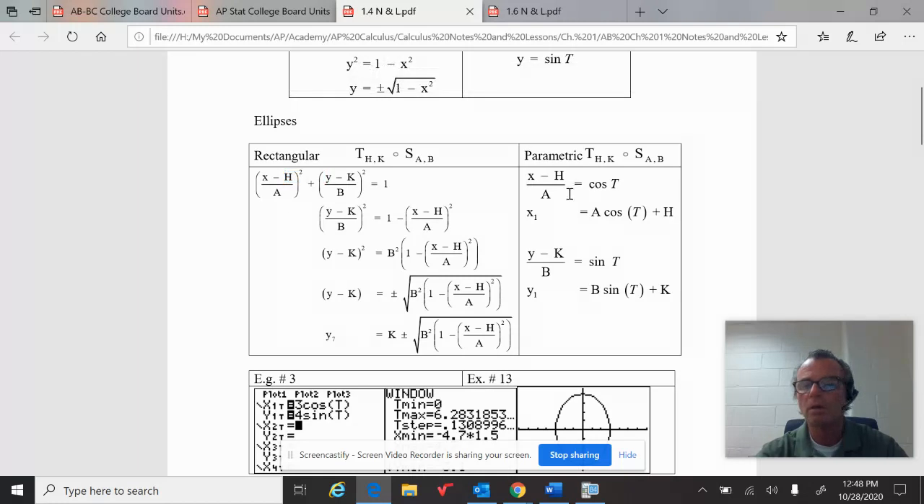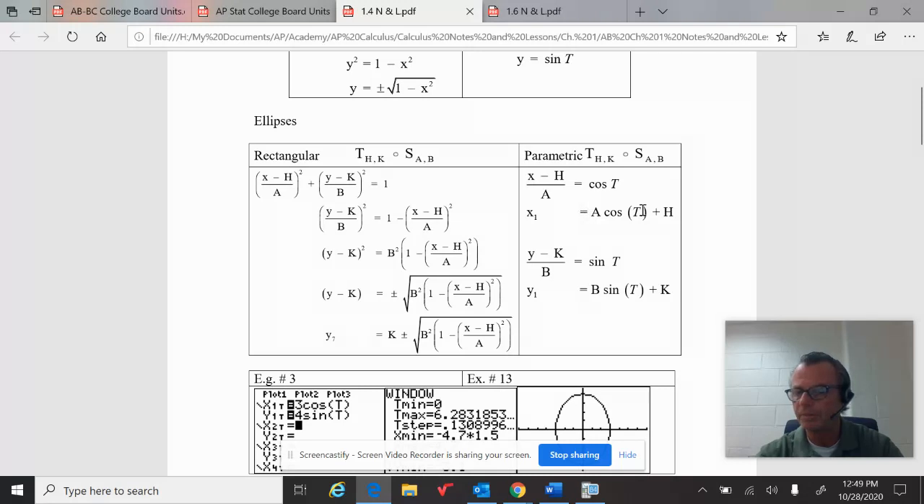instead equal to cosine t. Why? Because we have x equals cosine t. We want to do the transformation. So to expand our x's by a magnitude of a, we divide x by a. And then we do the slide. So replace x with x, take away h. Then to get x by itself, we would undo what's been done to x: multiply both sides by a, add h to both sides, and we would get this.